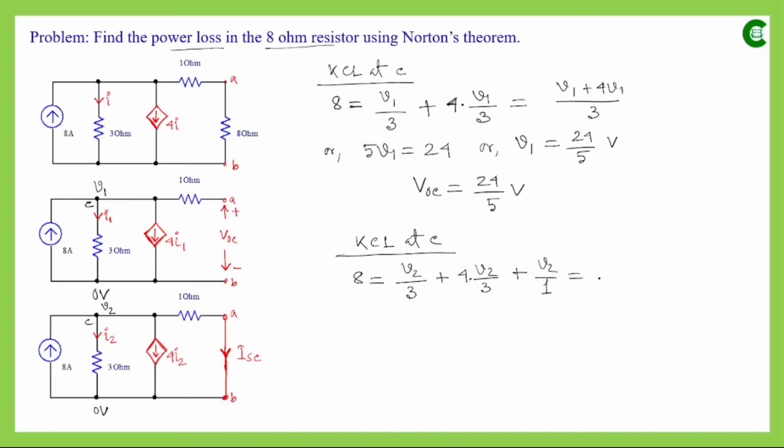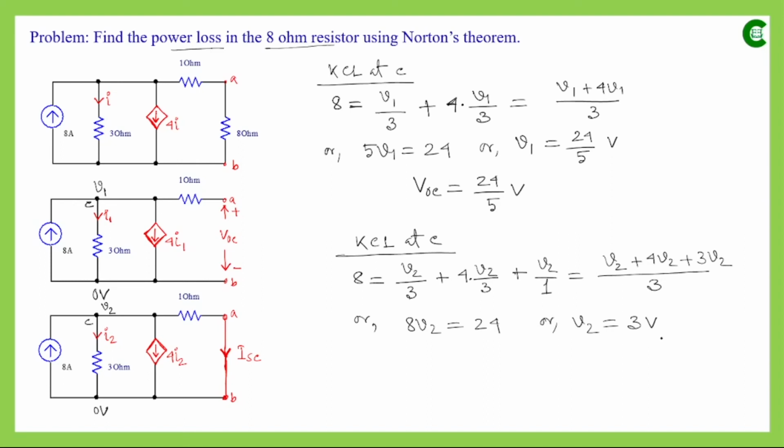Now if we simplify further, then it will be V2, then 4V2, then 3V2. That means we can say that it will be 8V2 that will be equal to 24. So we can say that V2 will be 3 volt, and we wanted to find out the short circuited current through this path between AB.